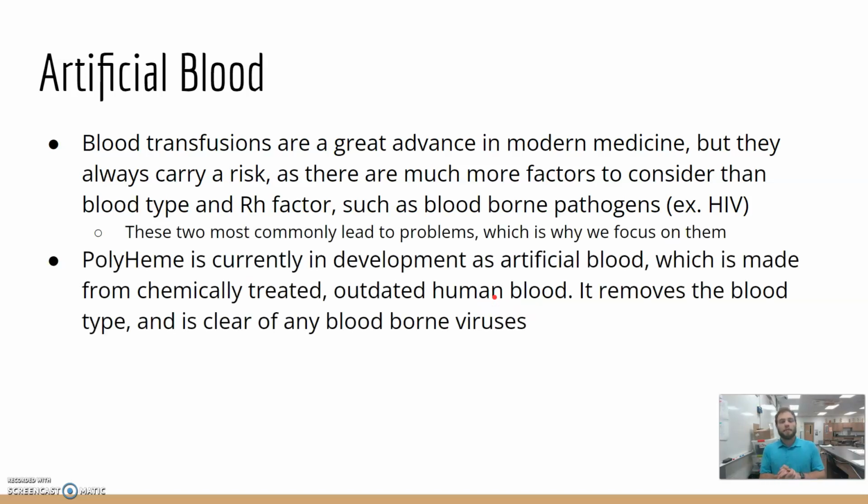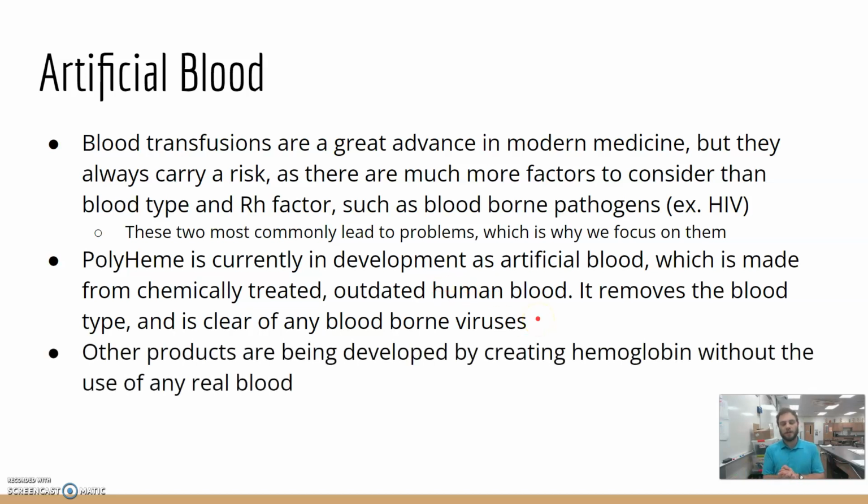To combat this, there are certain companies, Polyheme is just one, that are trying to develop artificial blood. For Polyheme, they're trying to take expired human blood, blood that's been donated but has since expired, and treat it with chemicals to remove the ABO type, the Rh factor, and any bloodborne pathogens, and thus make it safe to put back into a human even if it's expired.